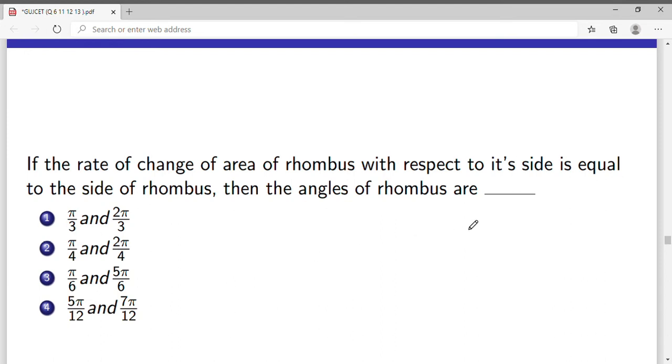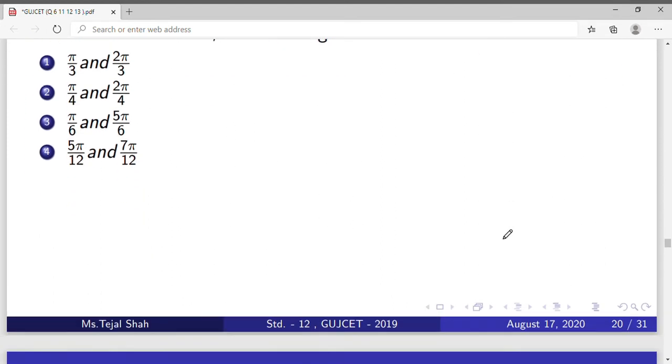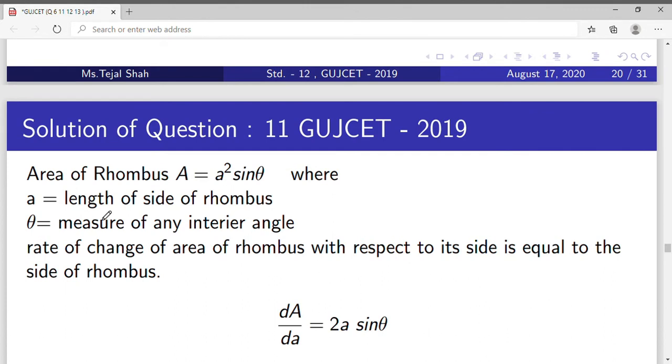Now here, the area of a rhombus is given to us. What is the formula of the area of a rhombus in terms of a trigonometric function? Capital A is equal to a square sine theta, where a is the length of the side of the rhombus, and we know that all the sides are equal, and theta is the measure of any interior angle.